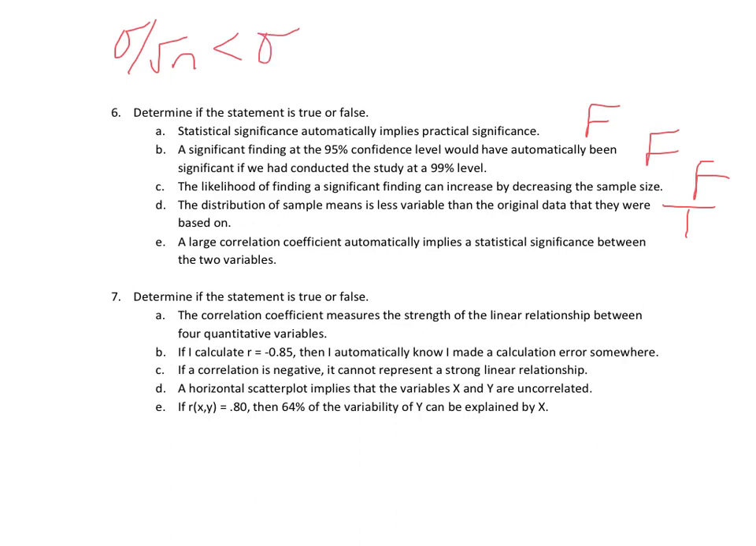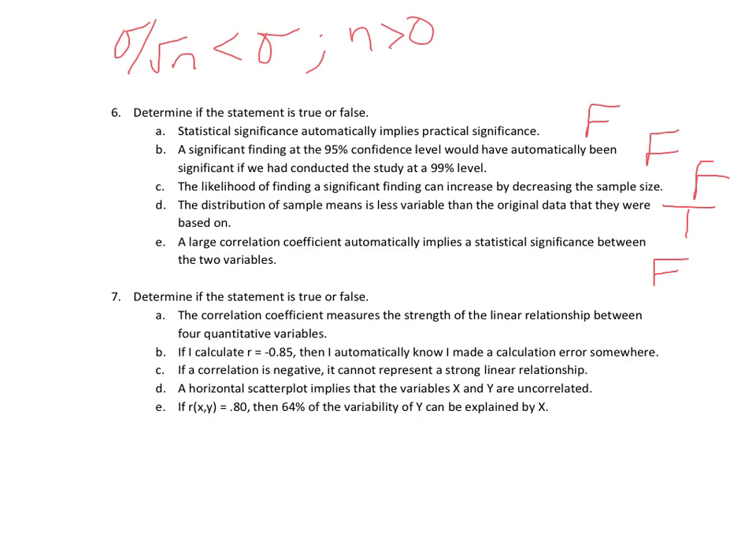Because n is greater than 0. E. A large correlation coefficient automatically implies statistical significance. This is false. A large correlation coefficient, if it's based on 2 items, isn't large enough to say that in fact there is a relationship. So you want to make sure you pay attention to the size of your sample, and you can look at the t statistic to figure that out.